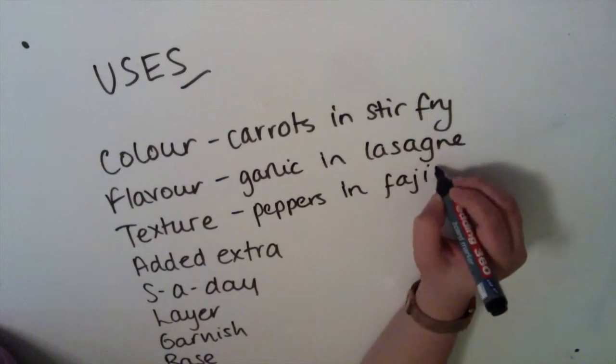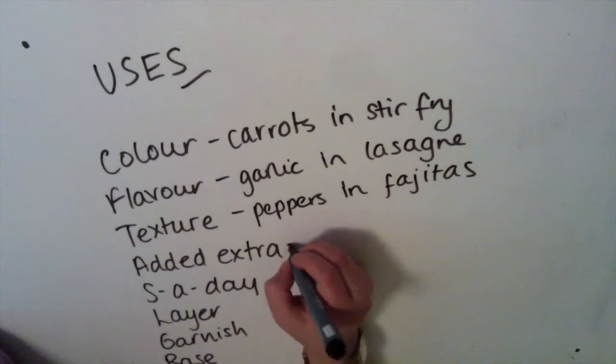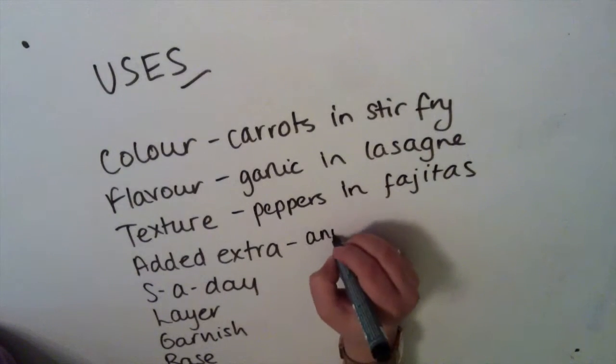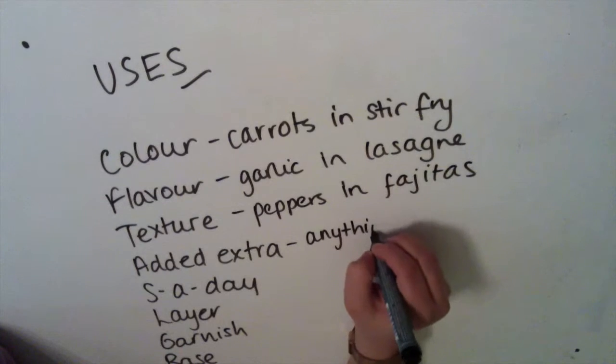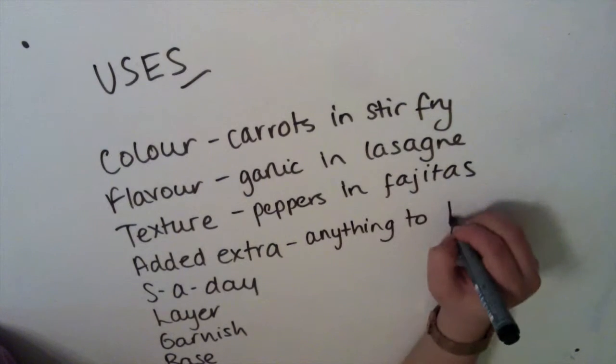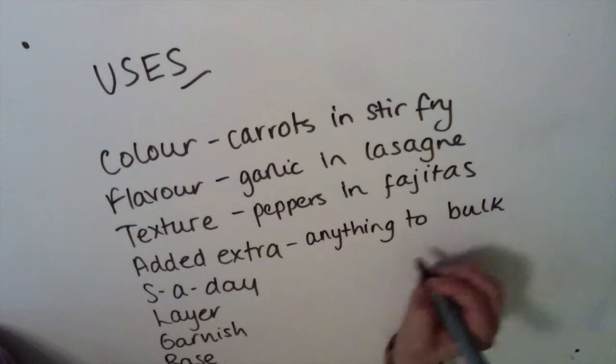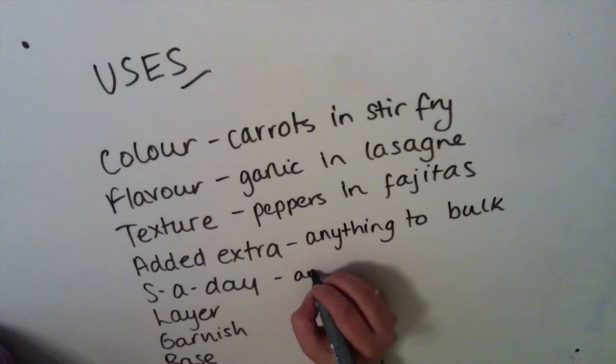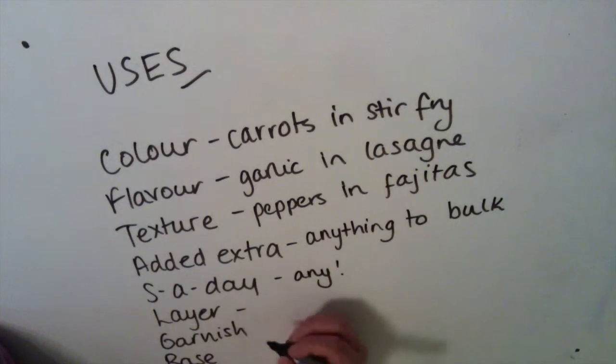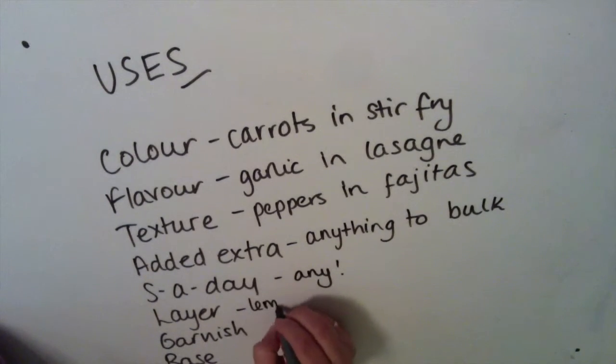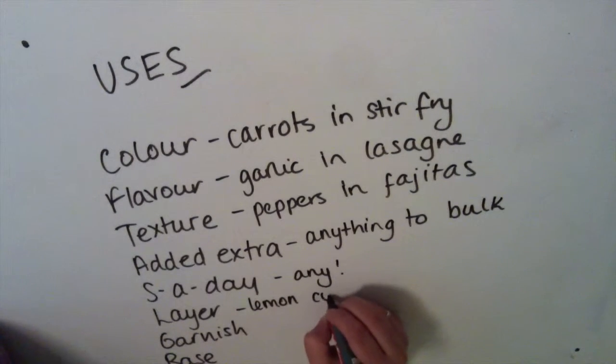The next example are fruits and vegetables used for texture. So an example of this are peppers in fajitas. So peppers are quite firm when they're uncooked, but the longer that you cook them for, the softer they become and the less crunchy they are. So you can cook them for different amounts of time to get different texture.